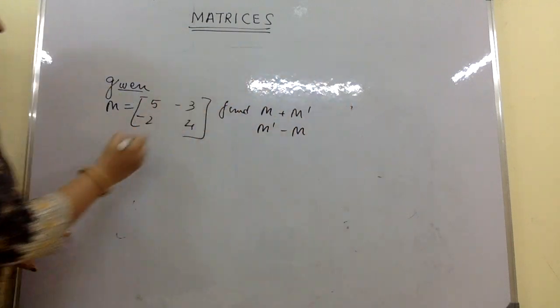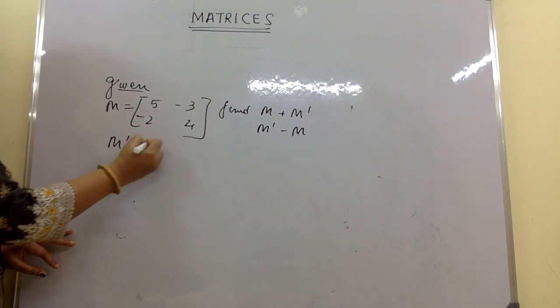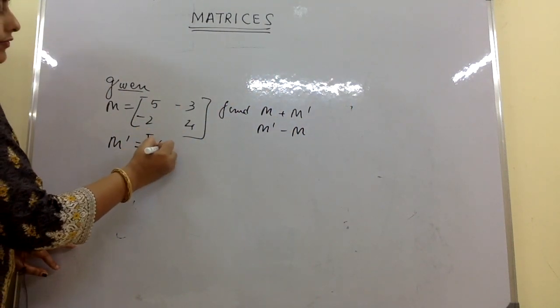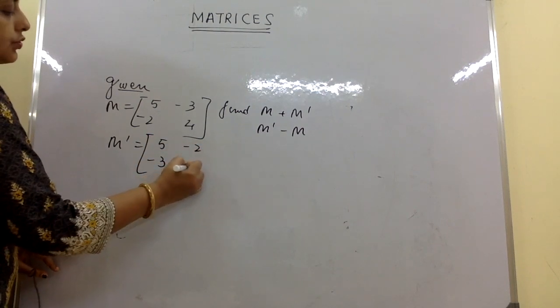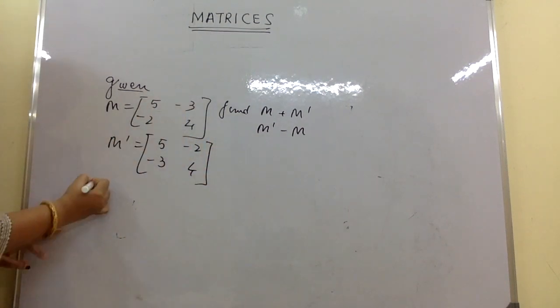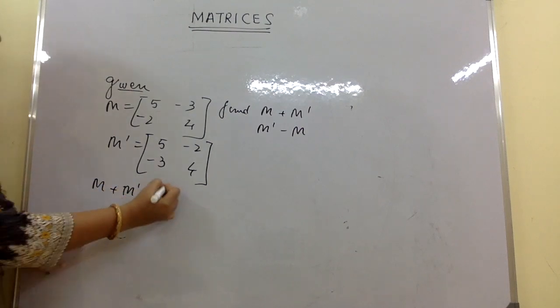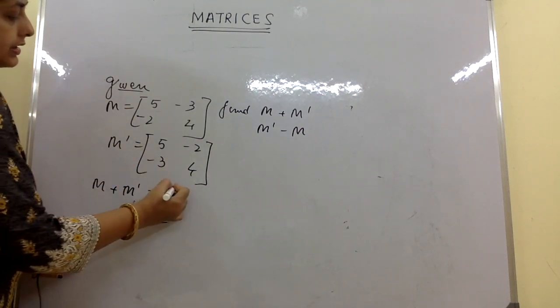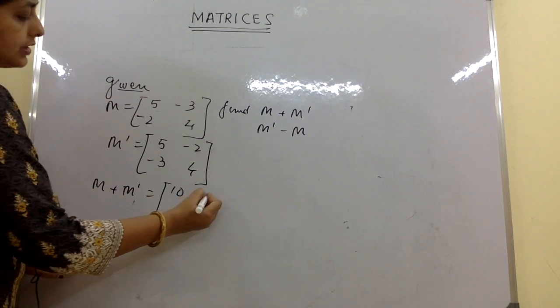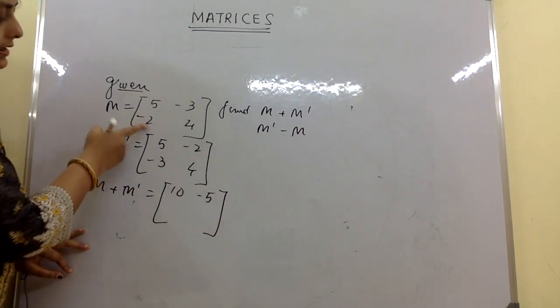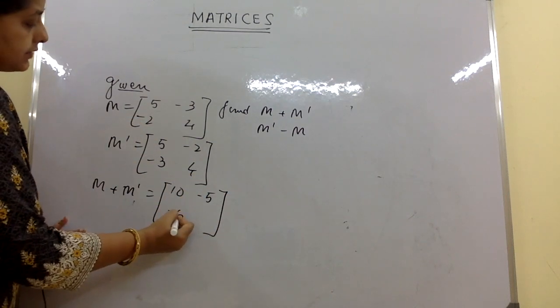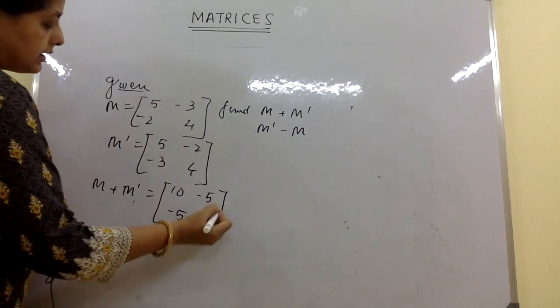Okay, so these two questions. First thing, this is m. Let us get m dash. Okay, so as I have already told, 5 minus 3 minus 2 and 4 you have got both. M plus m dash is just add, so it is a 10 minus 3 minus 2, that's a minus 5, and then see I am adding corresponding, this is a minus 5 again, and this is an 8.